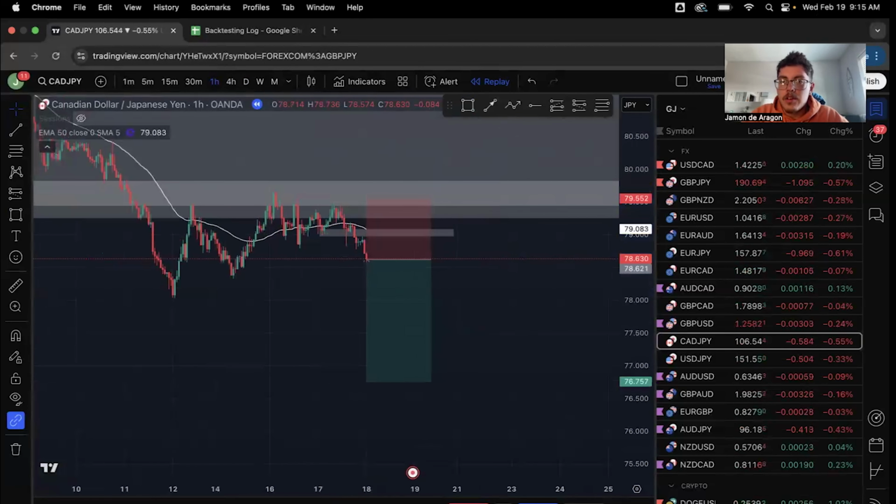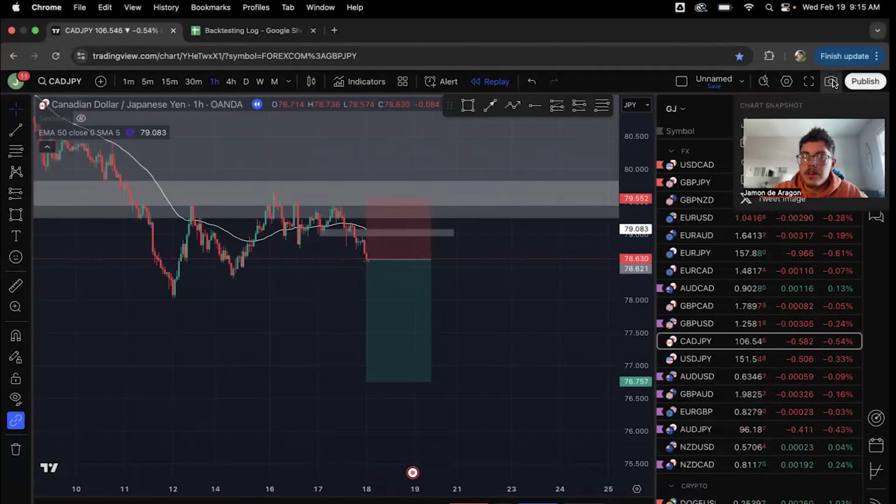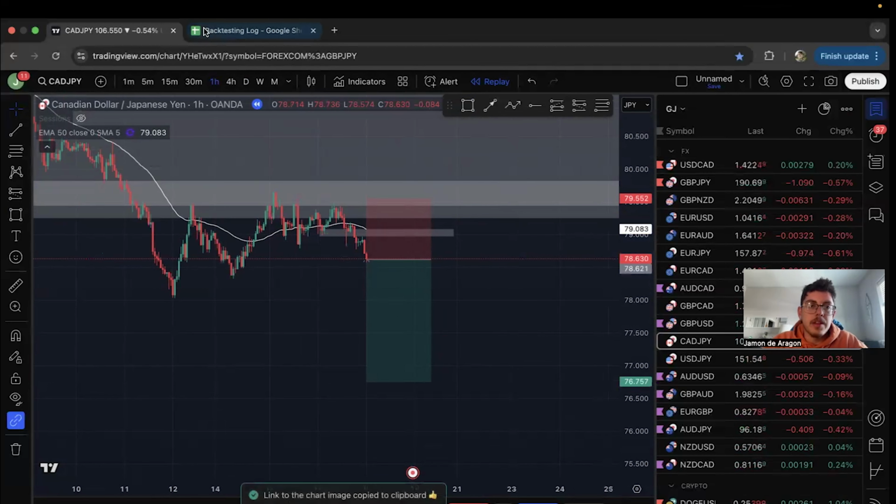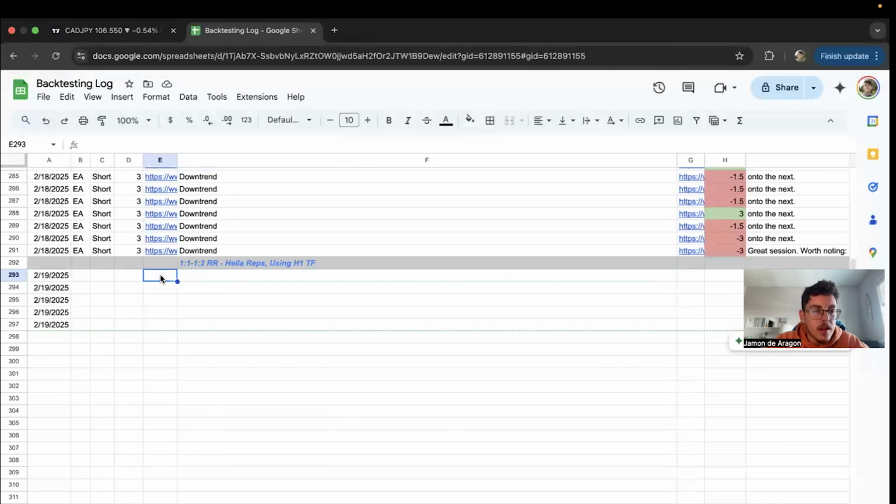All right, now that we have our trade idea determined, I'm going to take a screenshot over here with the screenshot tool, copy link, and put that there. I'm just going to risk 1%. We're going short. We are trading CAD JPY.